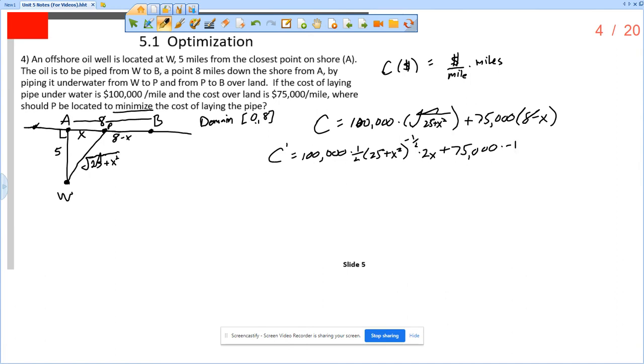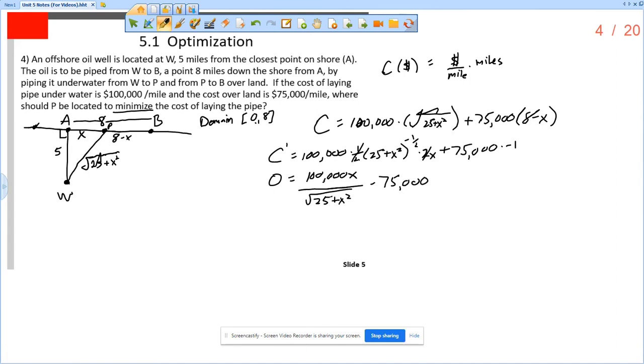All right, and so now I have this equation. We're going to set it equal to 0. So half of 100,000 times 2x, right? The 2 and the 1/2 just go away. So I have 100,000 x divided by the square root of 25 plus x squared, and then I really just have minus 75,000.